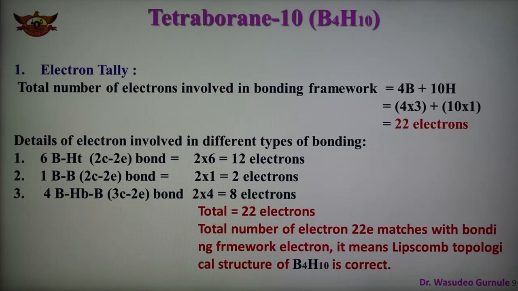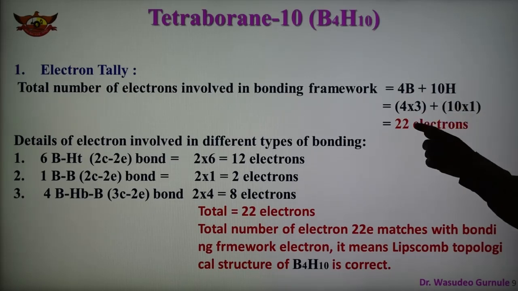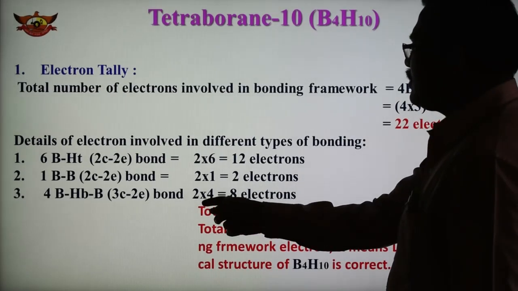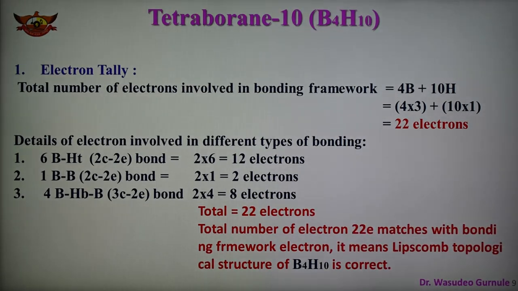As the number of electrons involved in the bonding and the number of electrons involved in the different types of bonding both match, it means the Lipscomb topological structure of B4H10 is correct. We have also determined the styx number of tetraborane 10. The styx number can be calculated for this tetraborane 10, and the electron tally and details about the electrons involved are shown in this slide.